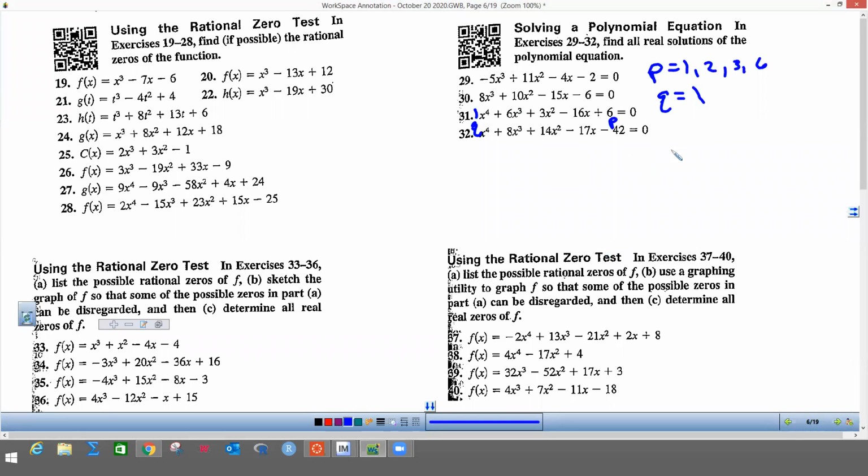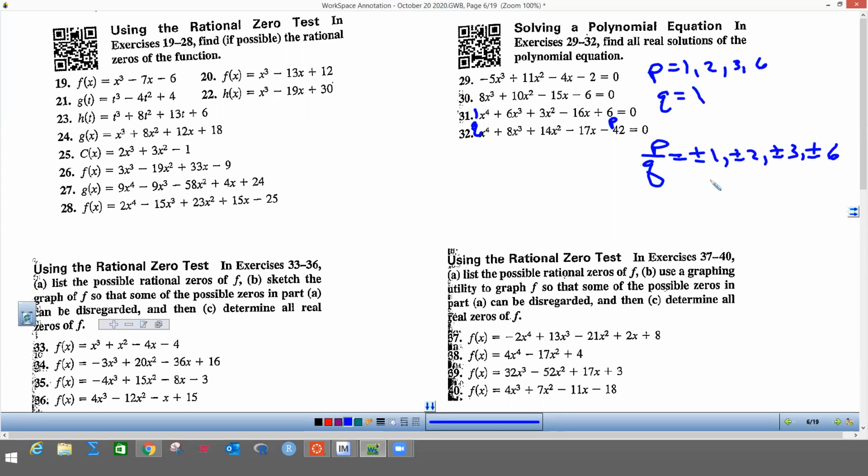So the factors of Q are just 1. All of my P over Q's, all the possible rational roots, are going to be positive and negative of all these 4 P's divided by 1. So it's positive negative 1 over 1, positive negative 2 over 1, positive negative 3 over 1, positive negative 6 over 1. Now you're going to get points on this test if you can just do this, and I think it's on the quiz too.